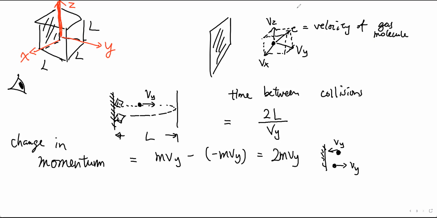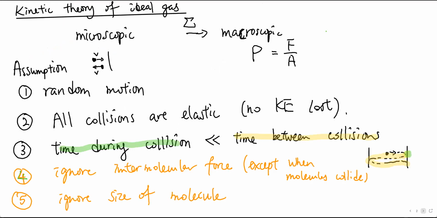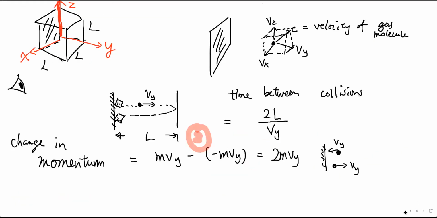Now, actually, we have applied an assumption here already: that all the collisions are elastic. We are applying the second assumption here. You see it? Let me go back to take a look. Is this the second one? Yeah. Now this gas molecule hits the wall every 2L over Vy.